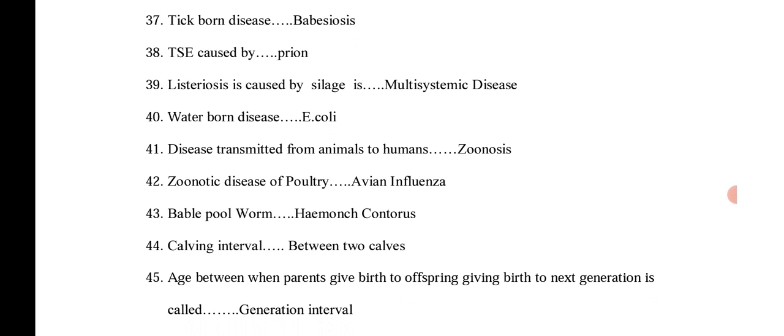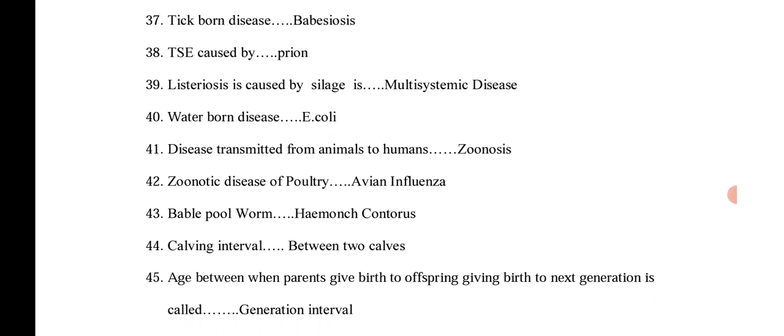Barber, B-A-R-B-E-R, barber. Barber pole worm is called Haemonchus contortus because the shape of Haemonchus contortus is the same as the symbol on the shops of barbers in European countries. So it is called barber pole worm.